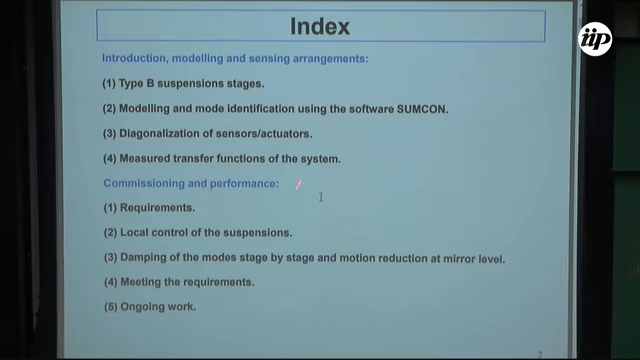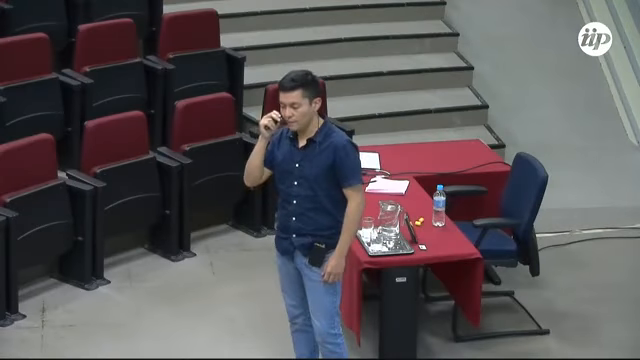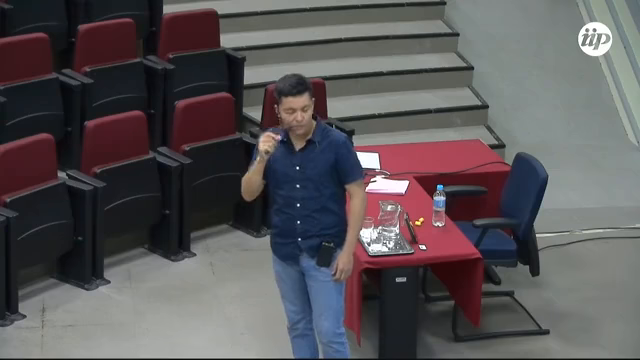And then I will show some measured transfer functions of the real system, and then I will talk about some requirements, local control, the damping of the resonant frequencies stage by stage, and then how with these local controls we are meeting the requirements or not.